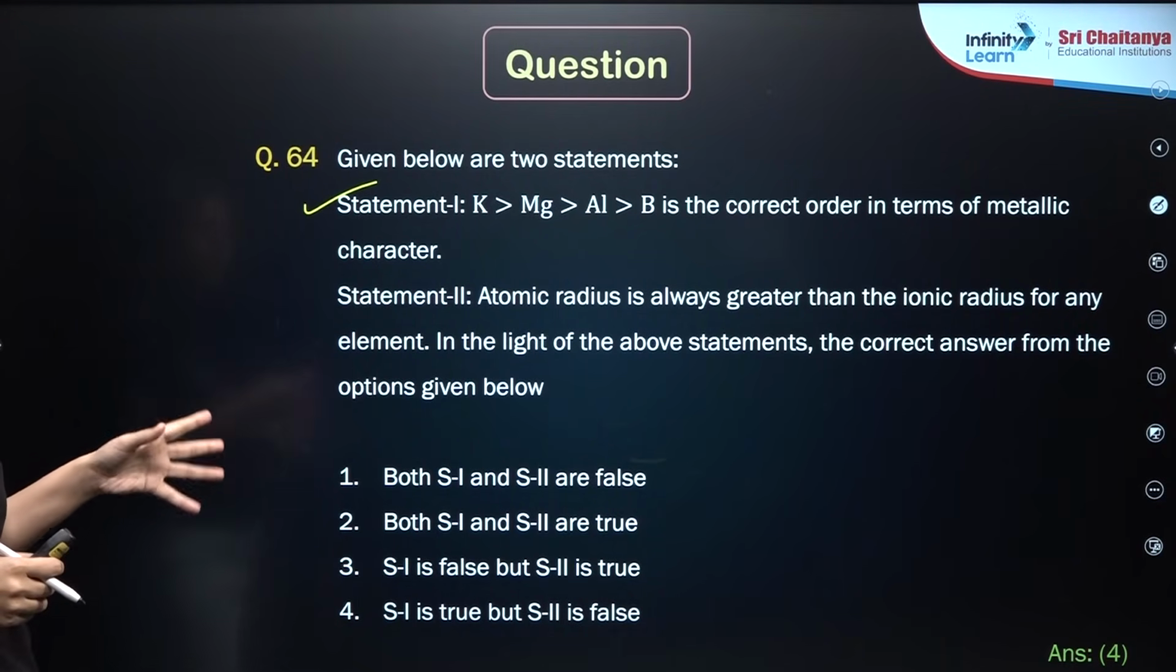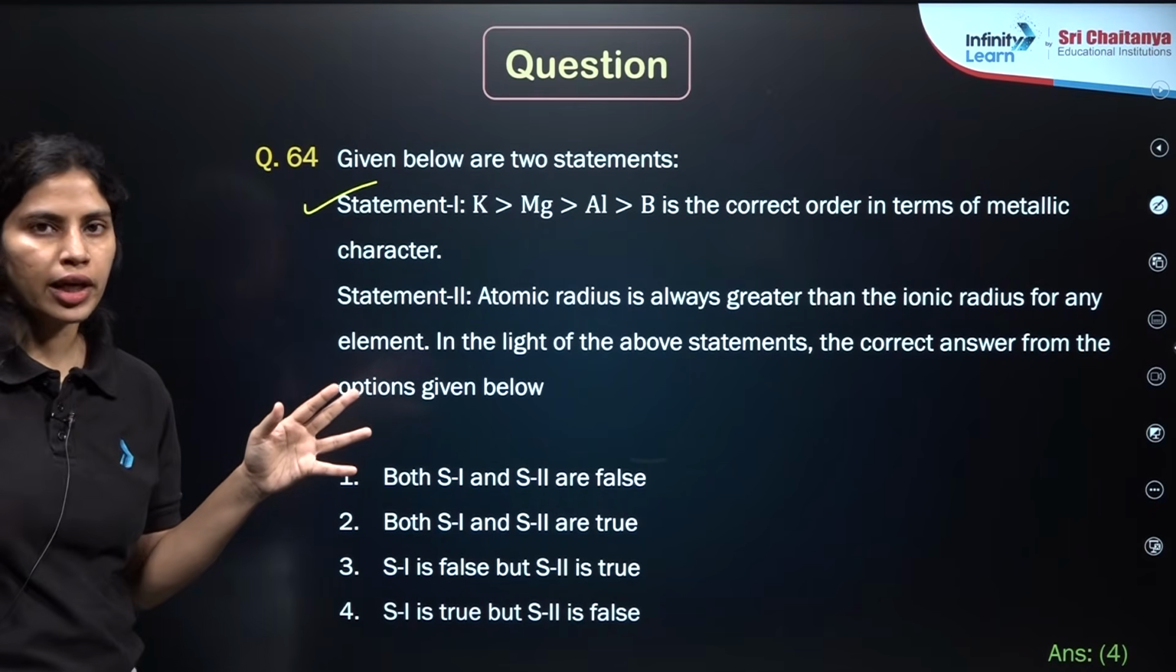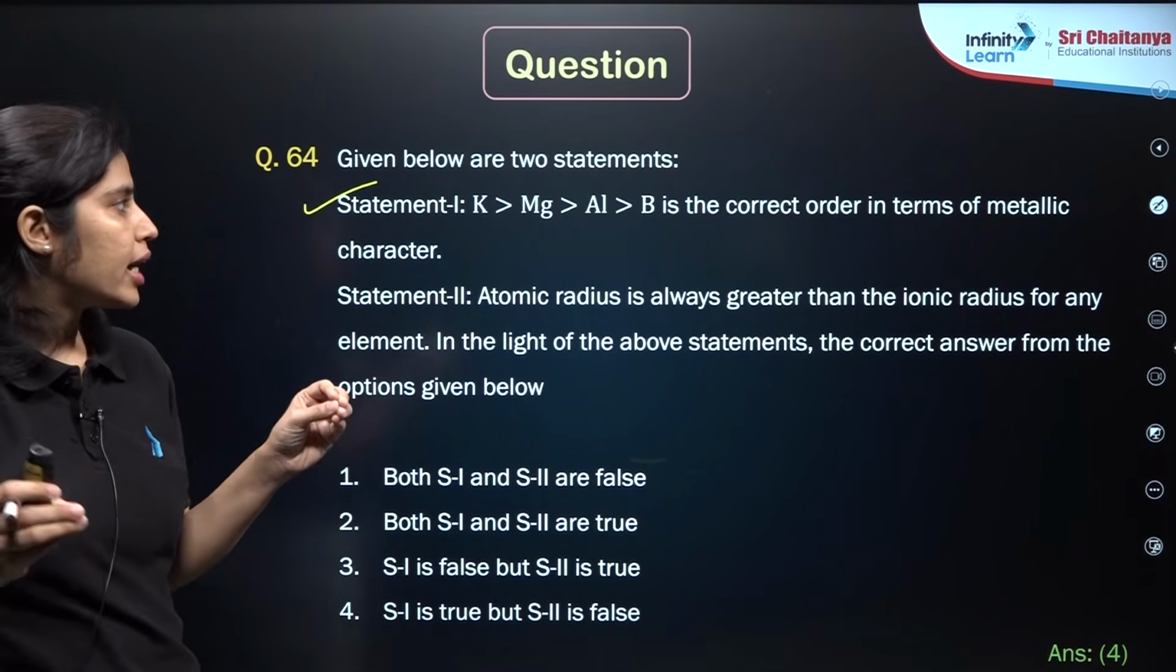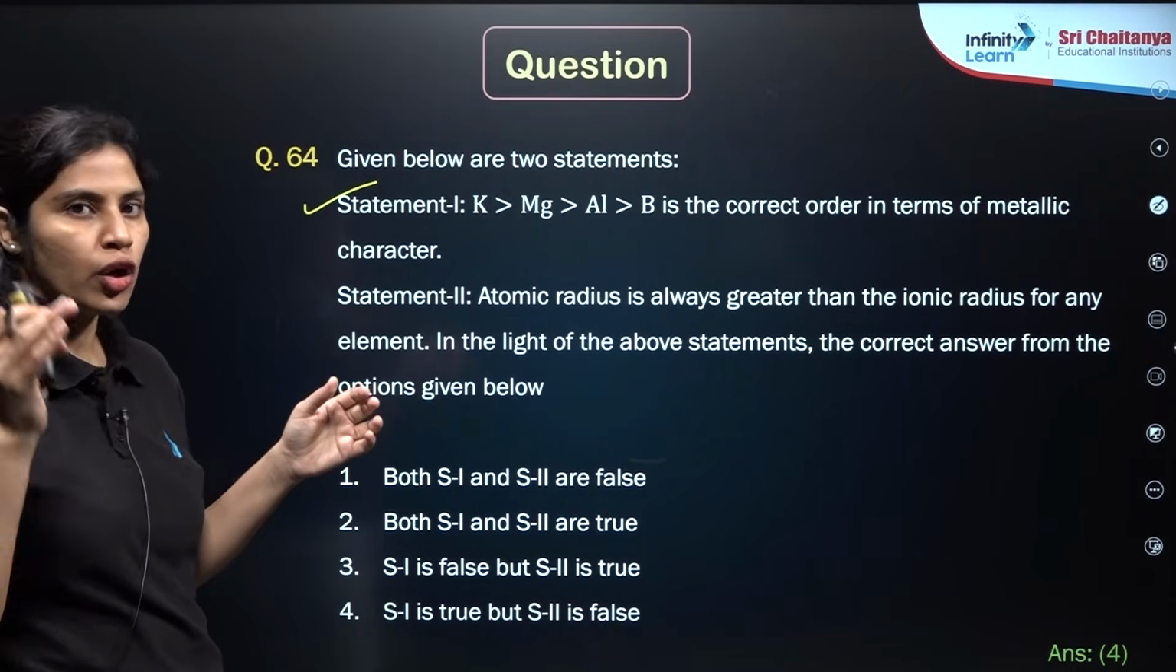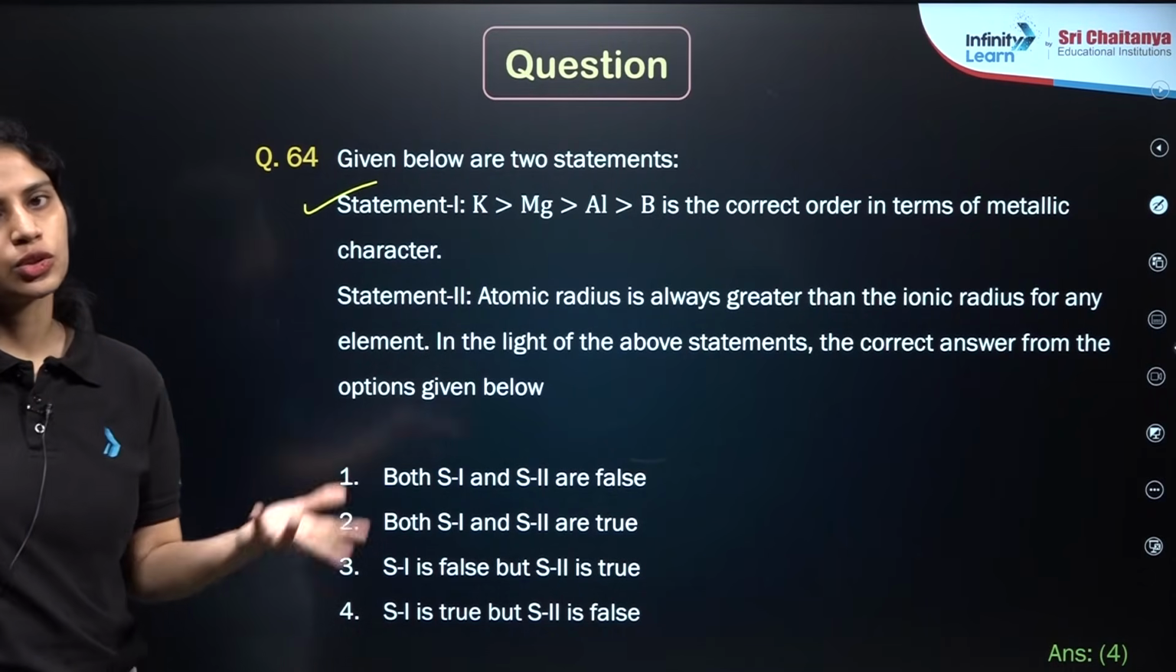Next is atomic radius is given. So when you are moving from left to right, the metallic character is going to decrease. When you are moving from top to bottom, the metallic character is going to increase.